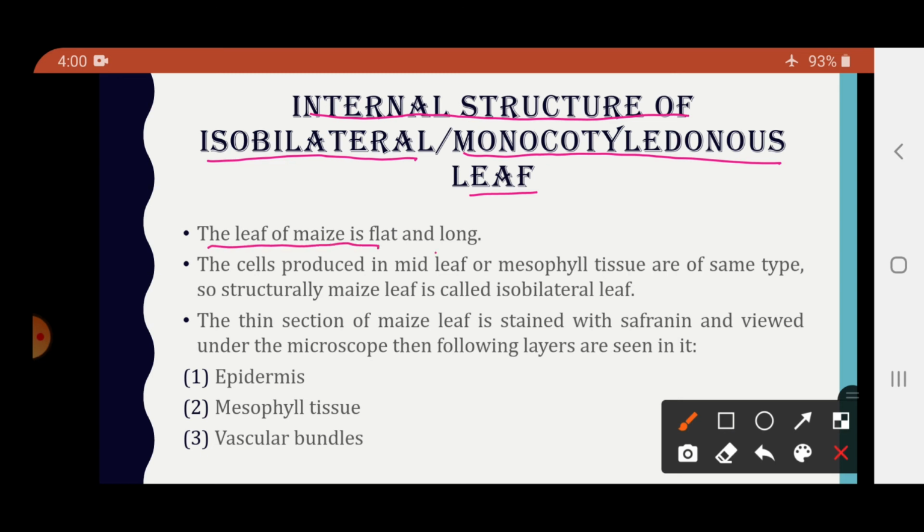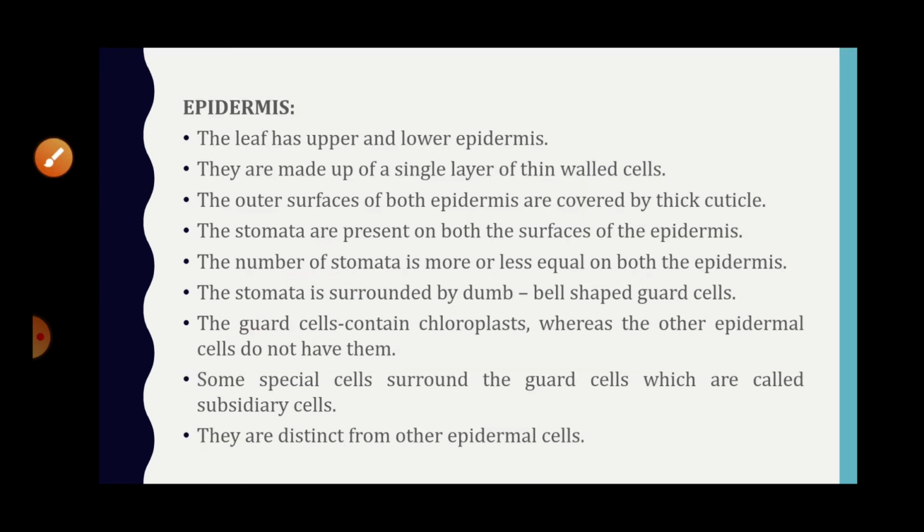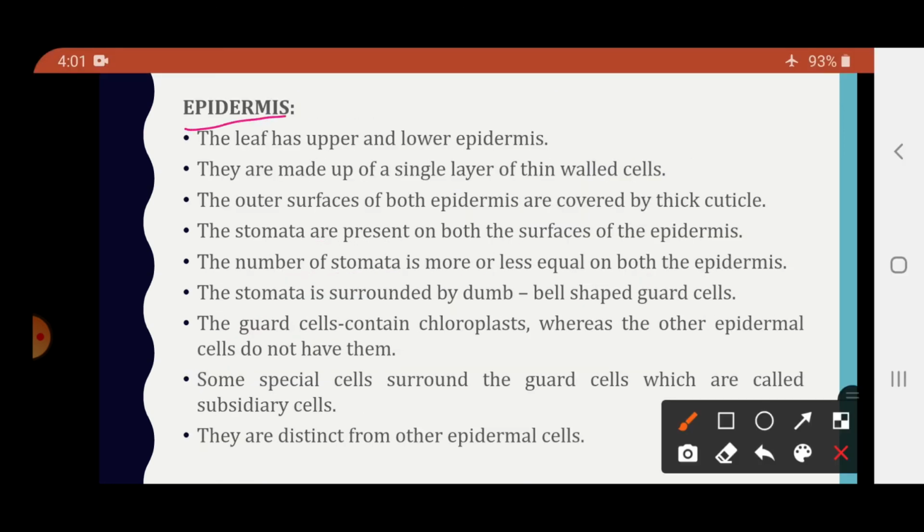The leaf of maize is flat and long. The cells produced in the midleaf or mesophyll tissue are of the same type. So structurally, maize is an isobilateral leaf. The thin section of the maize leaf is stained with safranin and viewed under a microscope. Then the following layers are seen in it: epidermis, mesophyll tissue and vascular bundles. So first of all, let us begin with the epidermis. The leaf has upper and lower epidermis, which is made up of a single layer of thin walled cells.